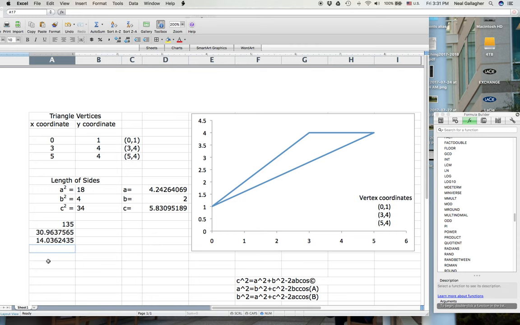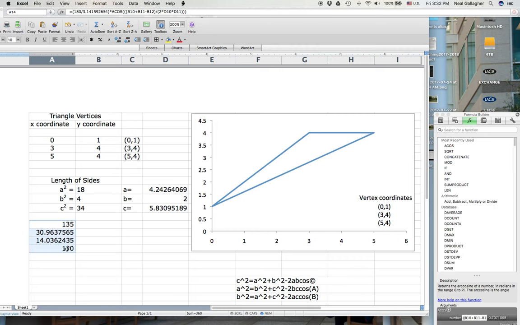Now, we'll do a check, okay? And we'll just sum up these three and see. I click on them all, and then I'll do auto sum, and it gives me 180 degrees. So, that's the right answer. These are the three angles.